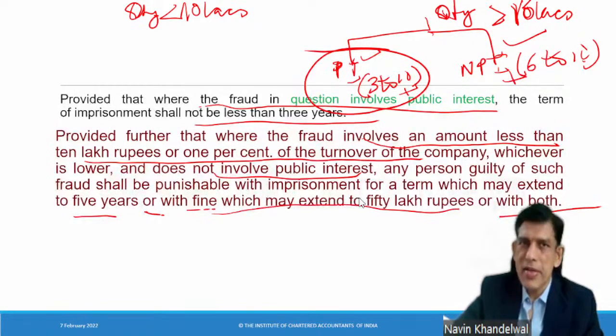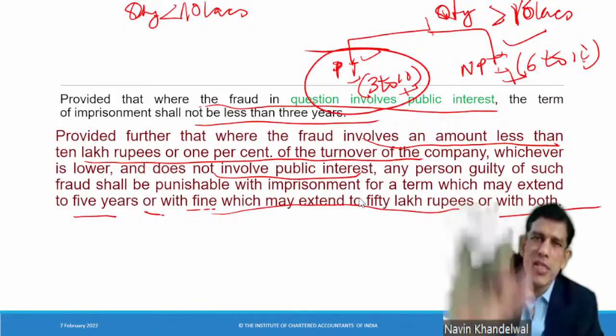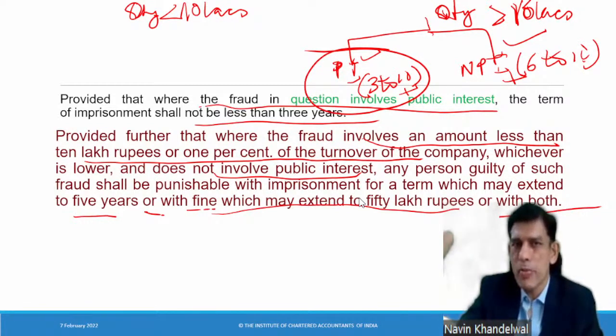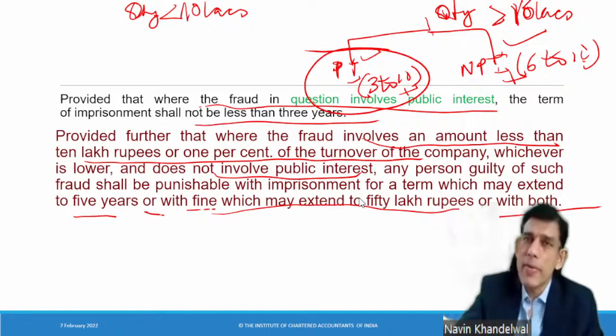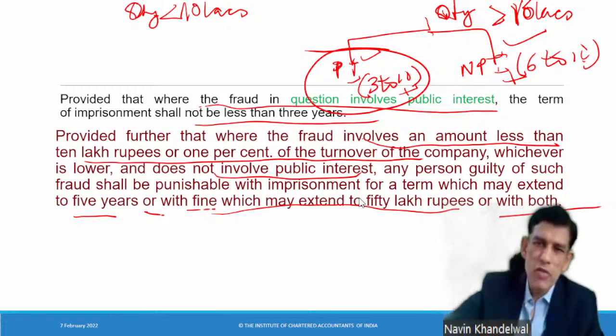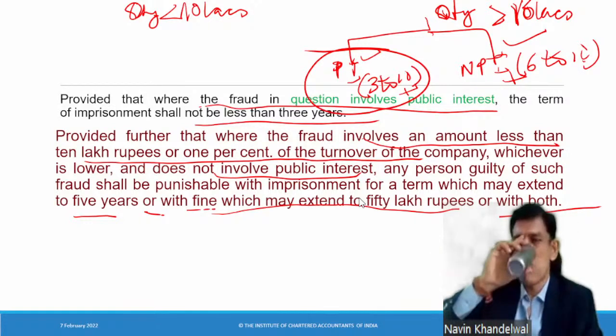But if there is no public interest and the amount is low, so the imprisonment should be maximum 5 years, then the fine should be 50 lakhs, or it can be both. But if the amount is more and it is not involving public interest, the imprisonment can be from minimum 6 to 10 along with the fine. Plus fine is always there. Fine is always there in case of public interest, friends.